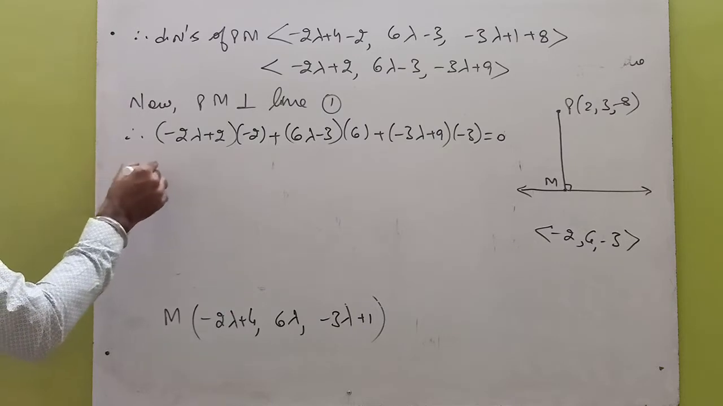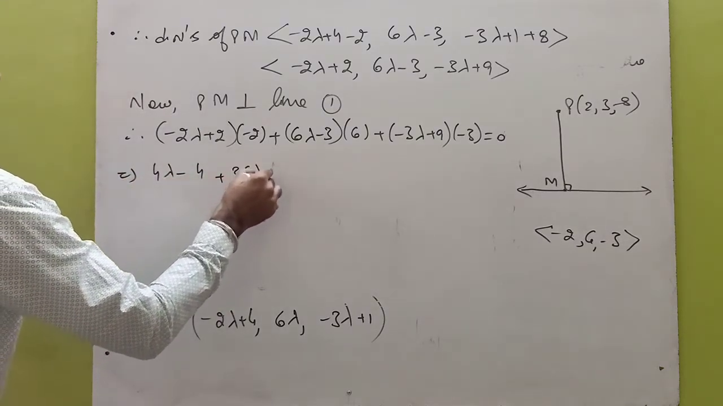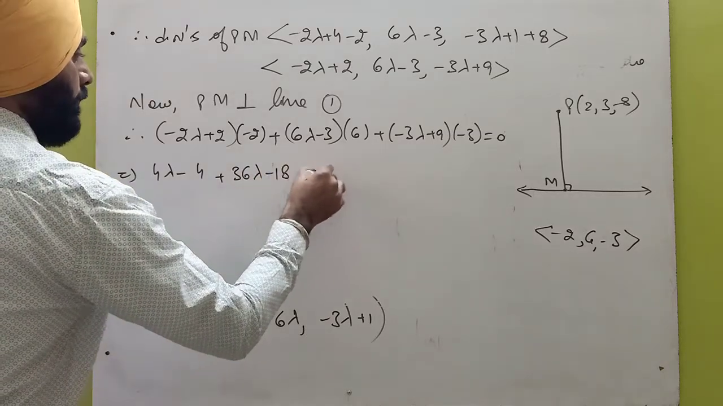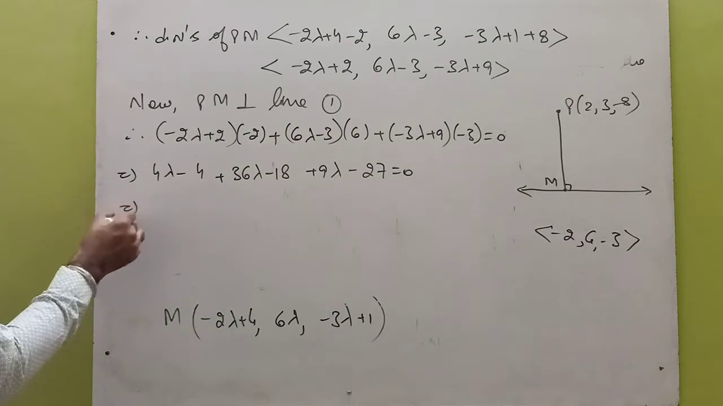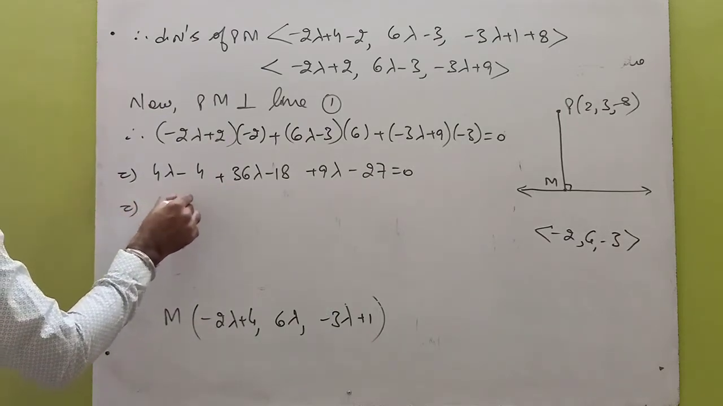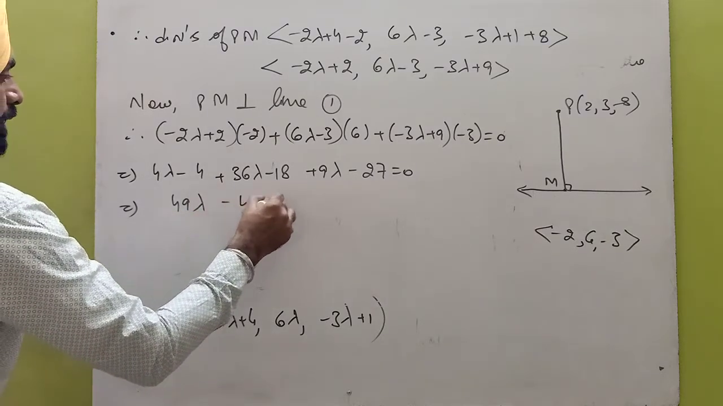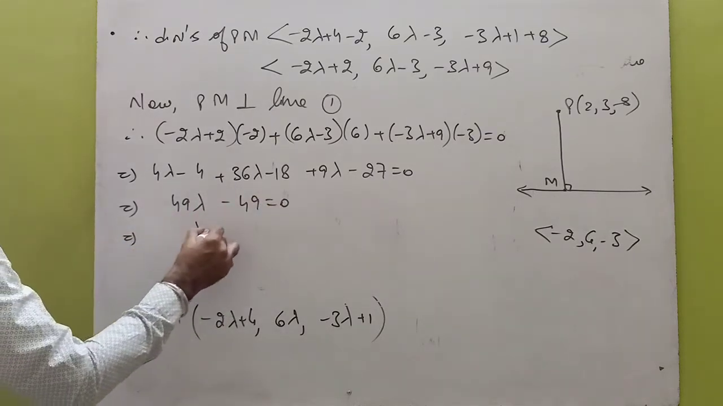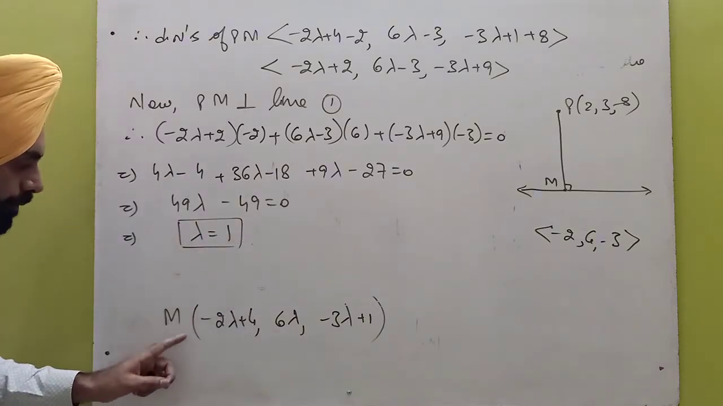Open the brackets. 4 lambda minus 4 plus 36 lambda minus 18 plus 9 lambda minus 27 equal to 0. So this is 49 lambda and it is again minus 49. So the value of lambda is equal to 1. And put this value in the point M.